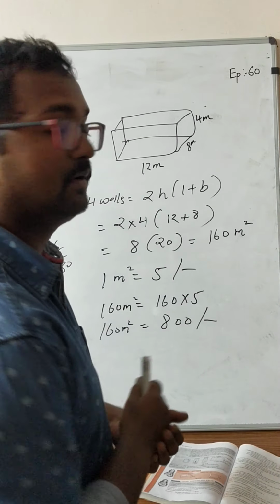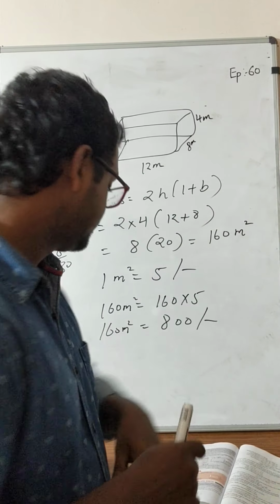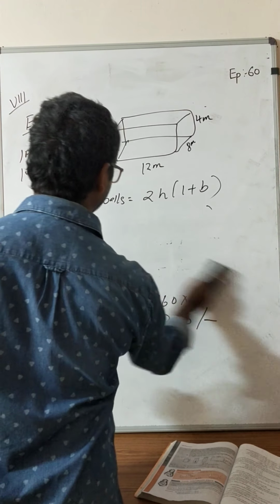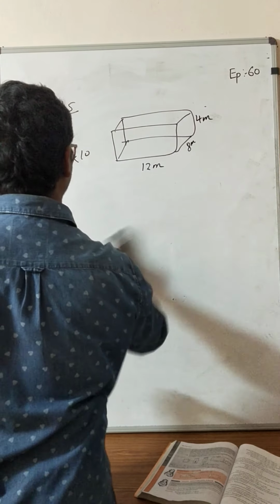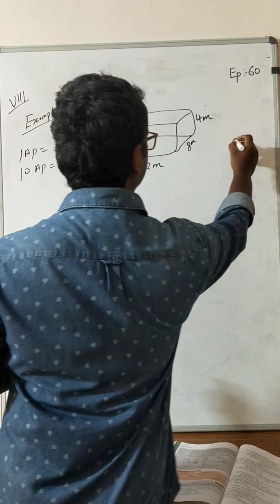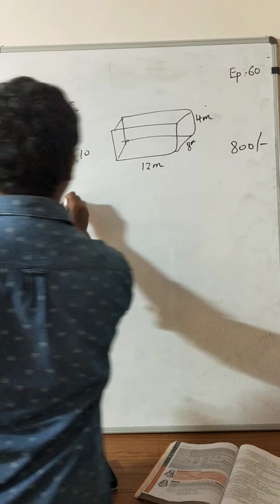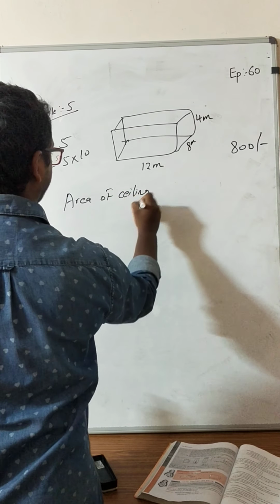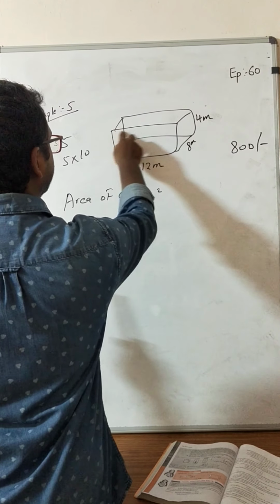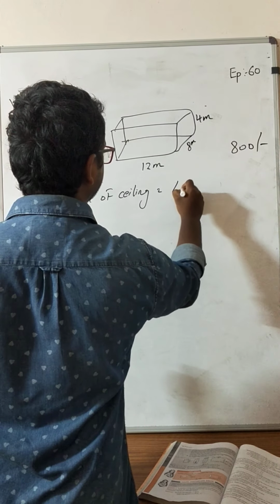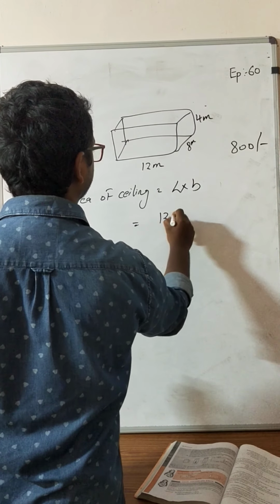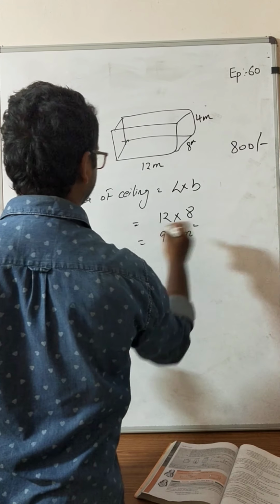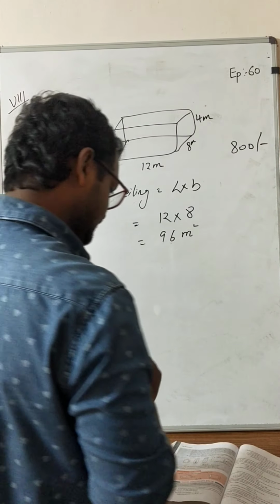Now we also have to whitewash the ceiling. Ceiling means the top one. The ceiling is nothing but length and breadth, so area of ceiling is L into B. L is 12 and B is 8. 12 into 8 is 96 meter square. So the area of the ceiling is 96 meter square.